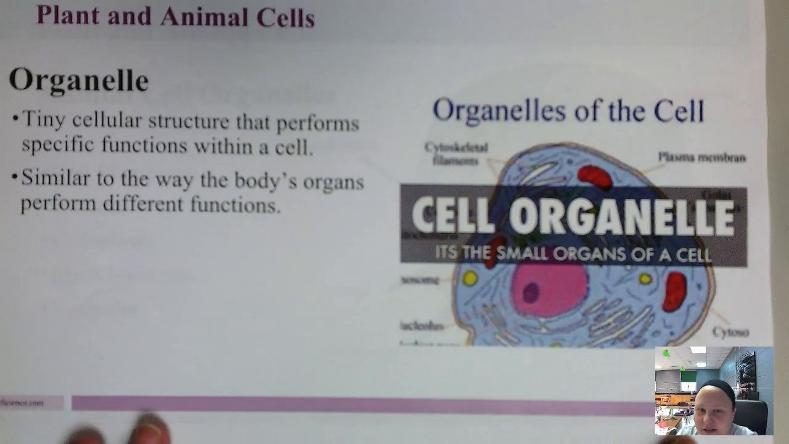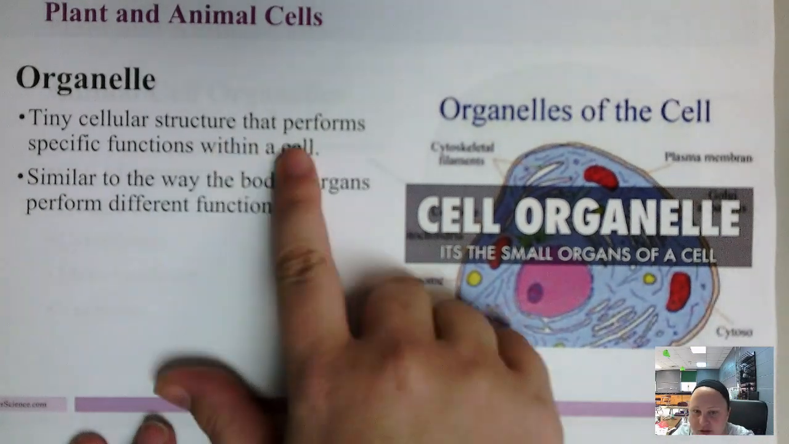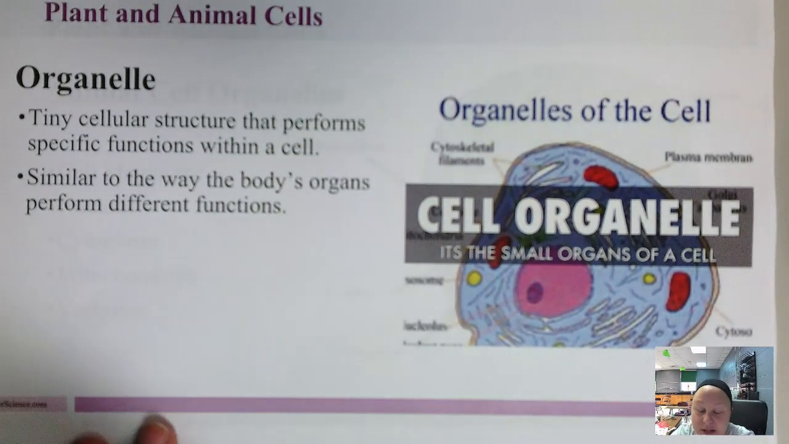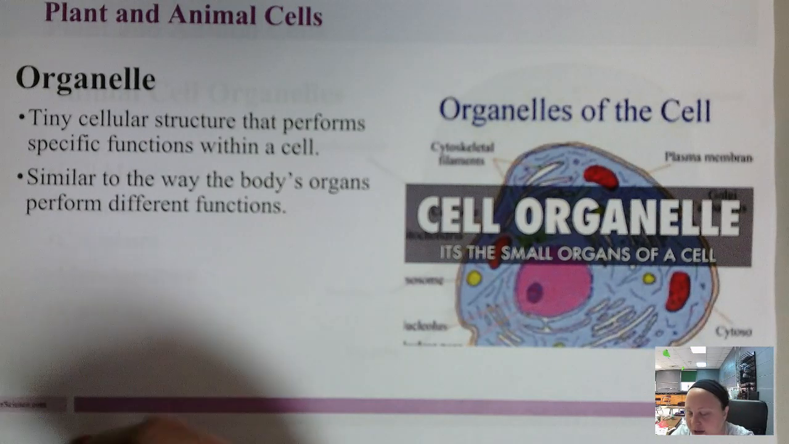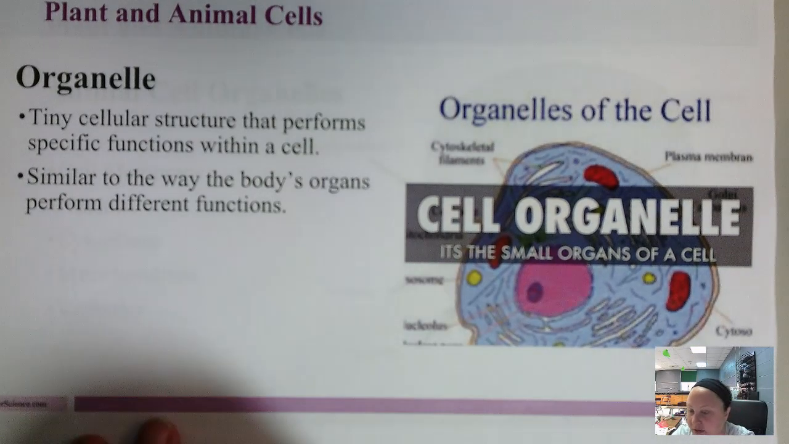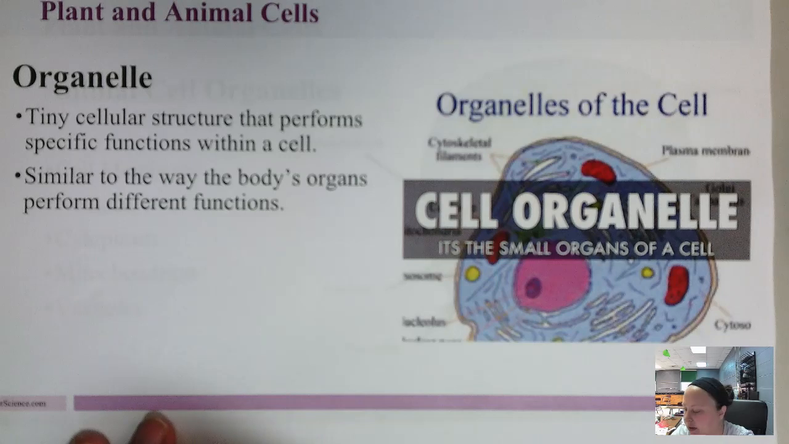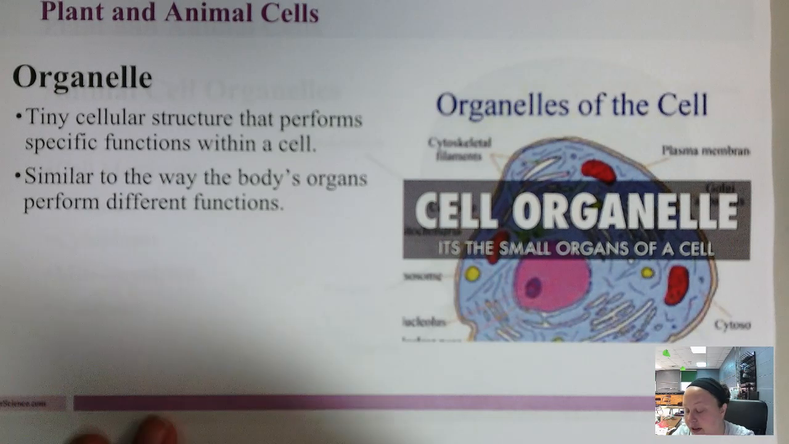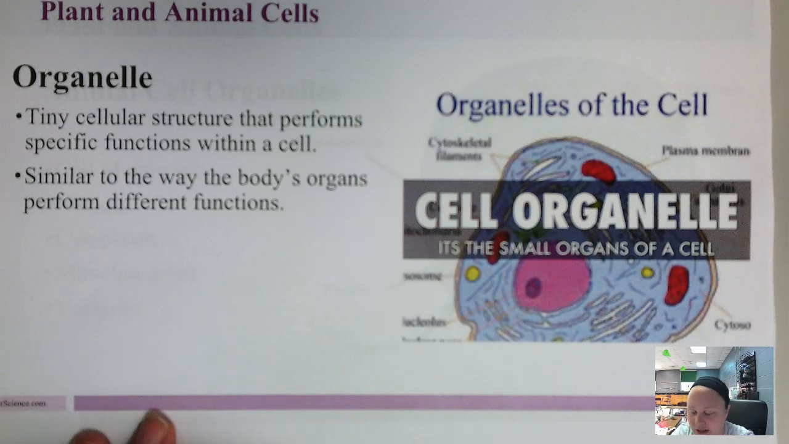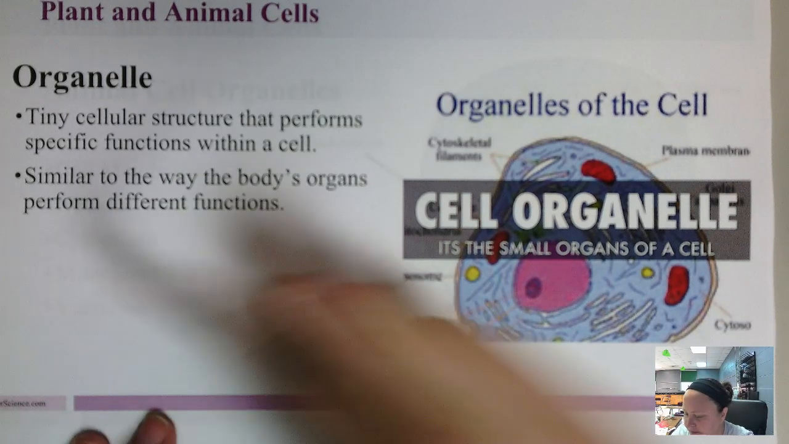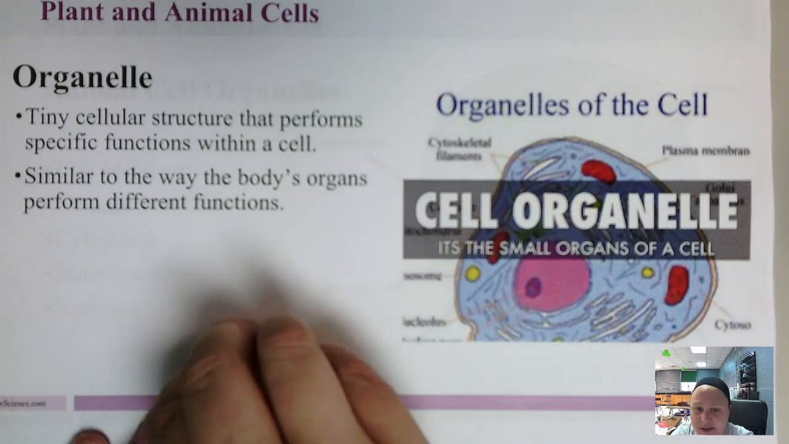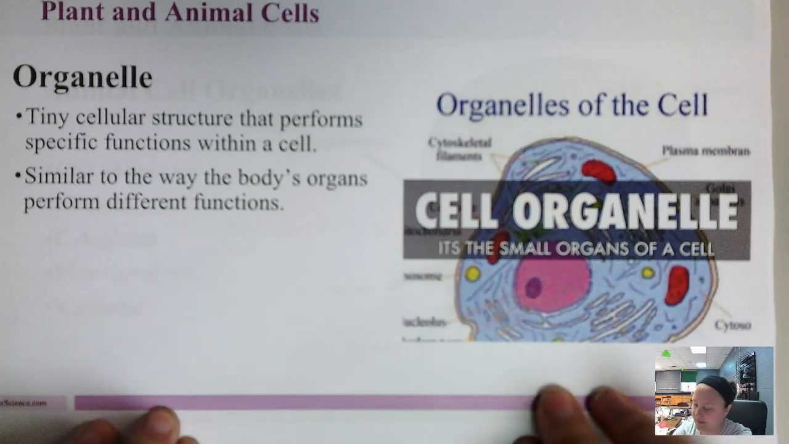So organelles are the tiny cellular structures that perform different or specific functions within a cell, similar to the way the body's organs perform different functions. Just like I said earlier, they have different organelles that keep them alive. We have different organs that keep us alive. If it wasn't for our digestive system, our stomach, our intestines, we couldn't digest our food like we do. And even our mouth and our saliva is part of that digestive system. So they have similar organelles that help them survive as well.